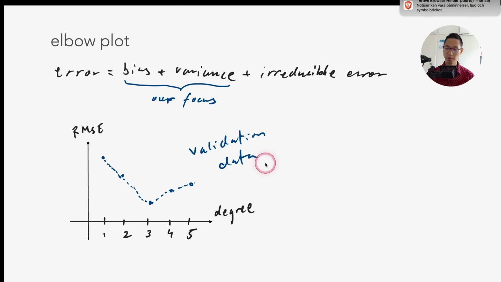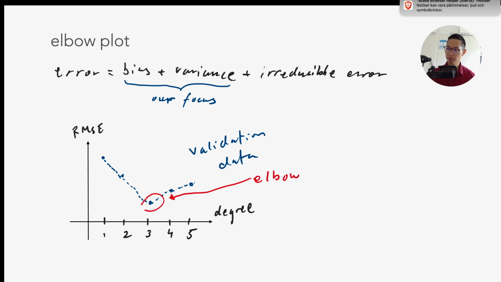Actually, I said it wrong before. It's not the training data that you do this on. You do this on the validation data to find the degree. Here you have the elbow plot. Okay, this is the elbow. This is the degree that is the sweet spot. Here you have the bias-variance trade-off. You pick the degree and you will have the model that corresponds best to this validation data.